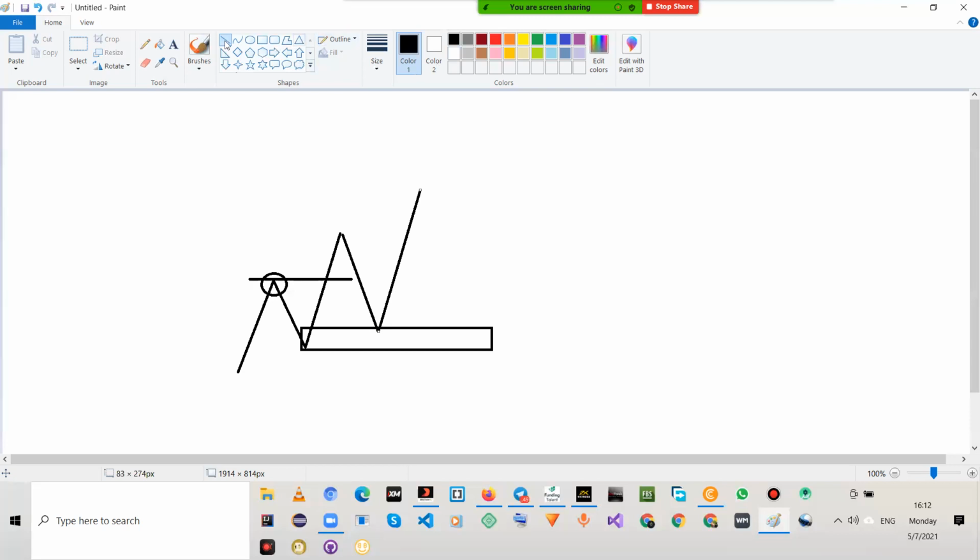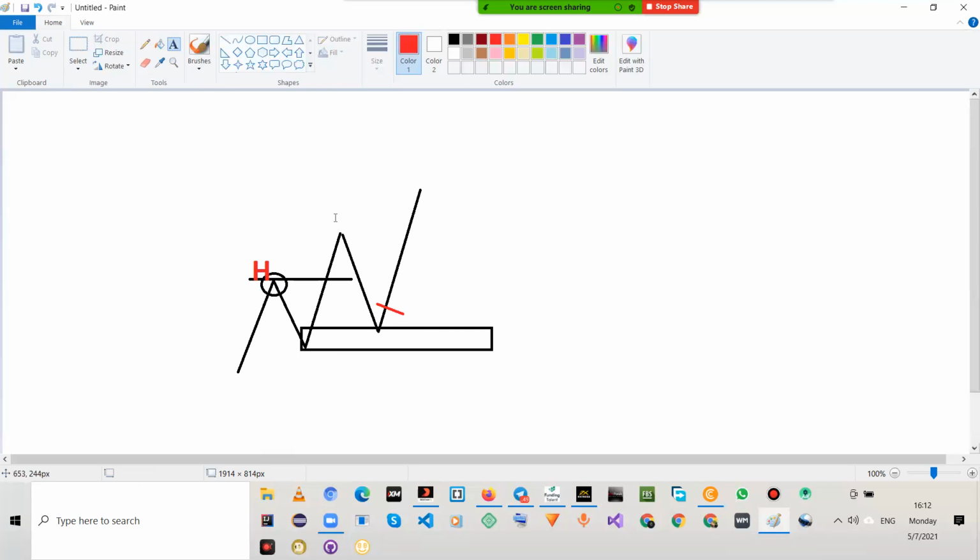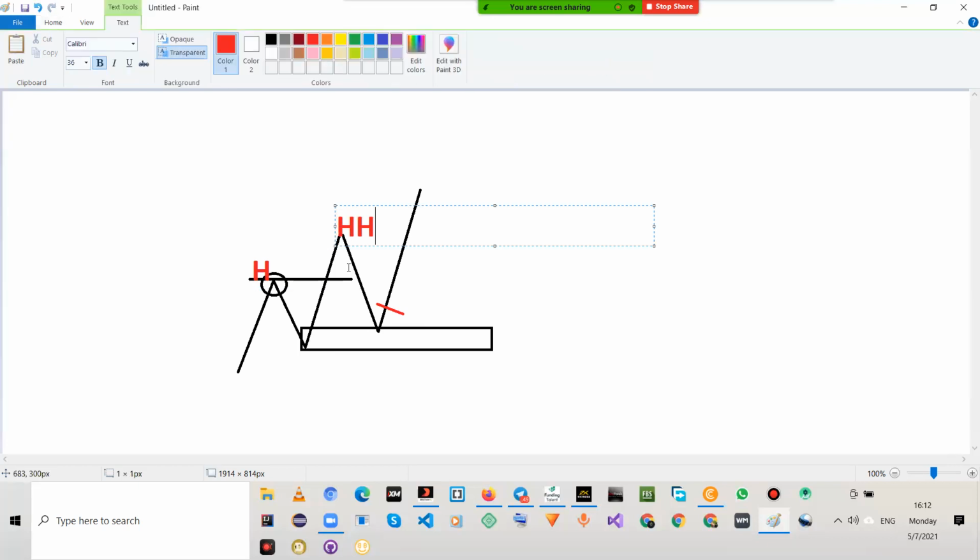Voila, and the trade will be made from this point right here. So everything just still remains the same. This remains a high. This remains a high. This remains a low. This remains a lower high, a higher low. I mean, a higher low.